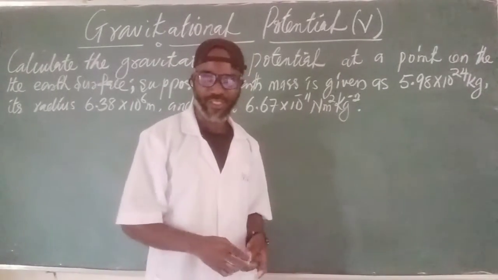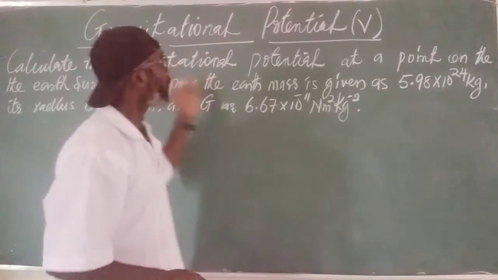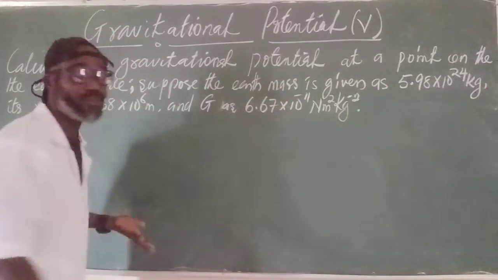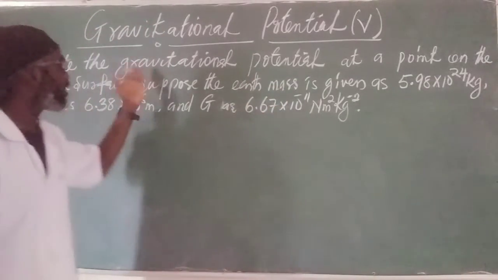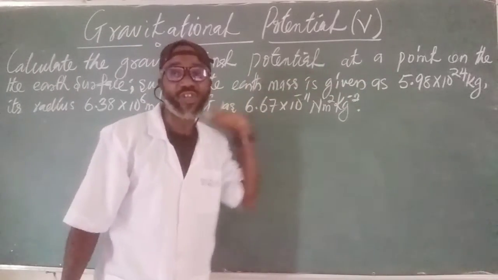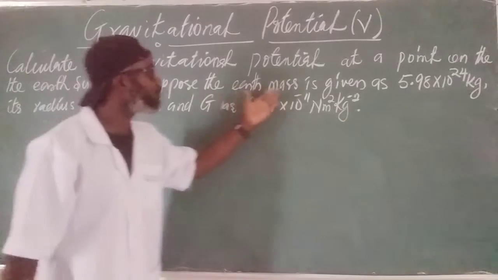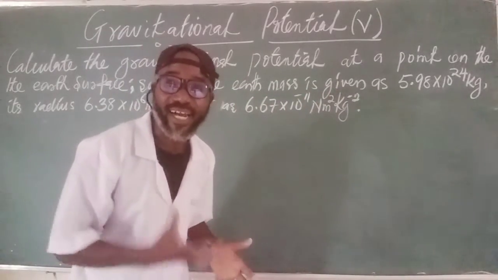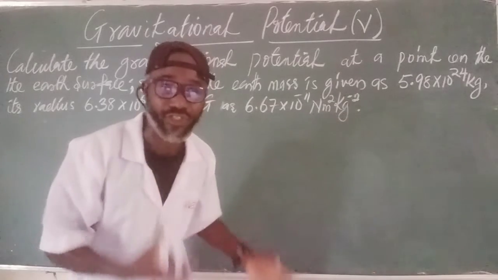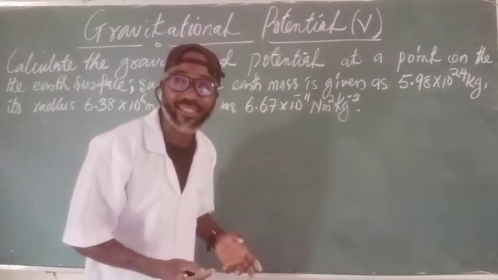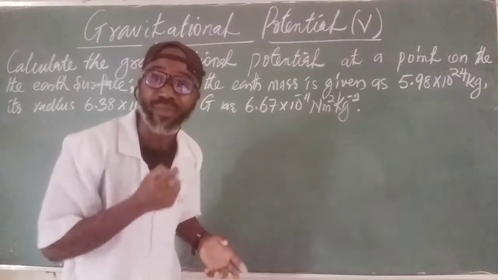We now have a question that has to do with gravitational potential. And what the question contains is very simple. Calculate the gravitational potential at a point on the Earth's surface. Suppose the Earth mass is given as 5.98 times 10 raised to the power 24 kg, its radius as 6.38 times 10 raised to the power 6 meters.